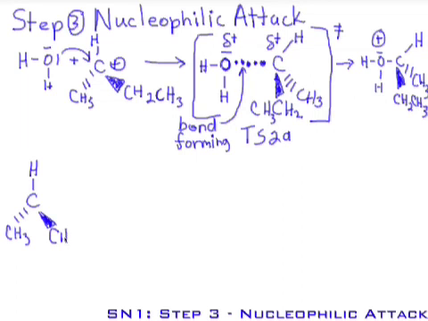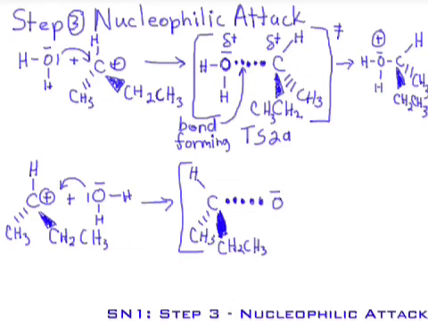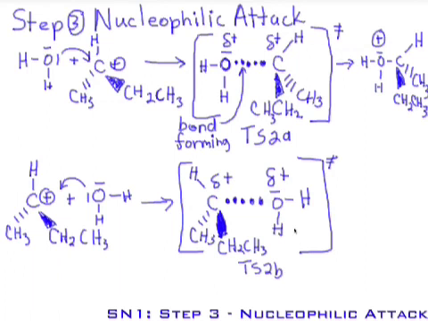for the water to attack the other side. If it does so, I'll go through this kind of transition state. Again, there's a delta plus on oxygen and a delta plus on carbon. We have a transition state, I'll call this 2B. Transition state 2B. And again, we have a bond that is forming. Right there.